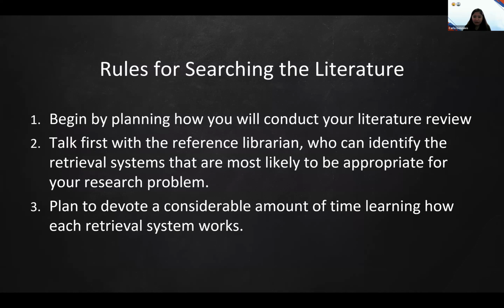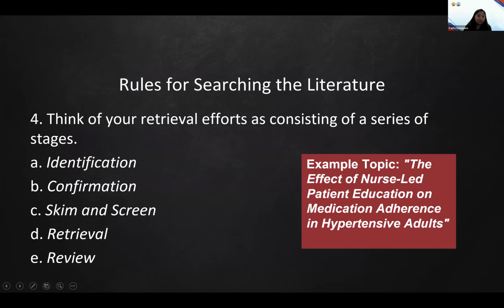An internet-based retrieval system that you can use. You could also go to the library and ask the librarian to give you a library card number. Then plan to devote a considerable amount of time learning how each retrieval system works. Then think of your retrieval efforts as consisting of a series of stages.